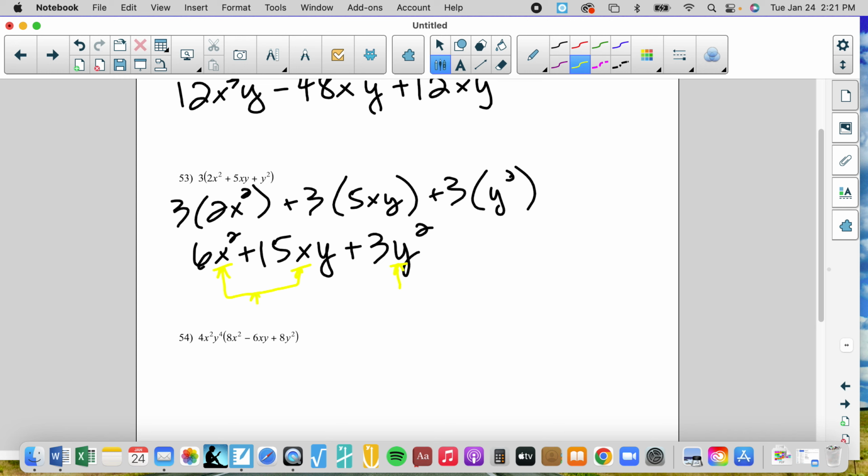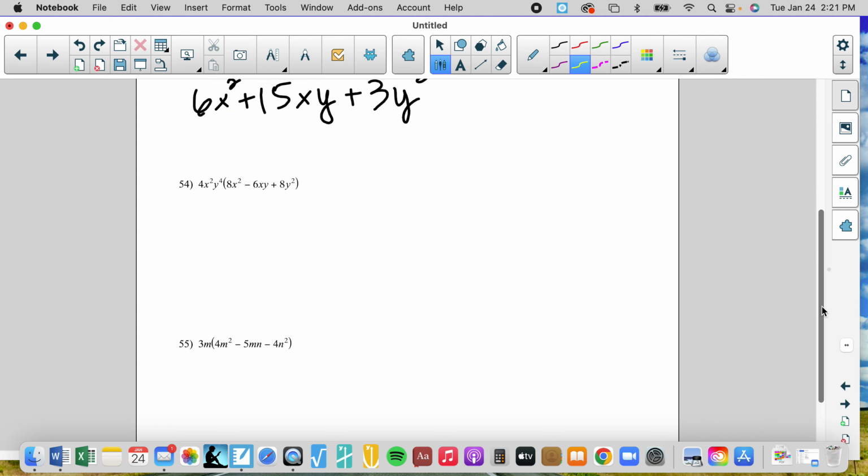Now these are tied, so I look at the exponent, x to the second, x to the first. So x to the second is going to come before x to the first. So this is in standard form. We are good to go. One more. So that's in standard form. We like that.